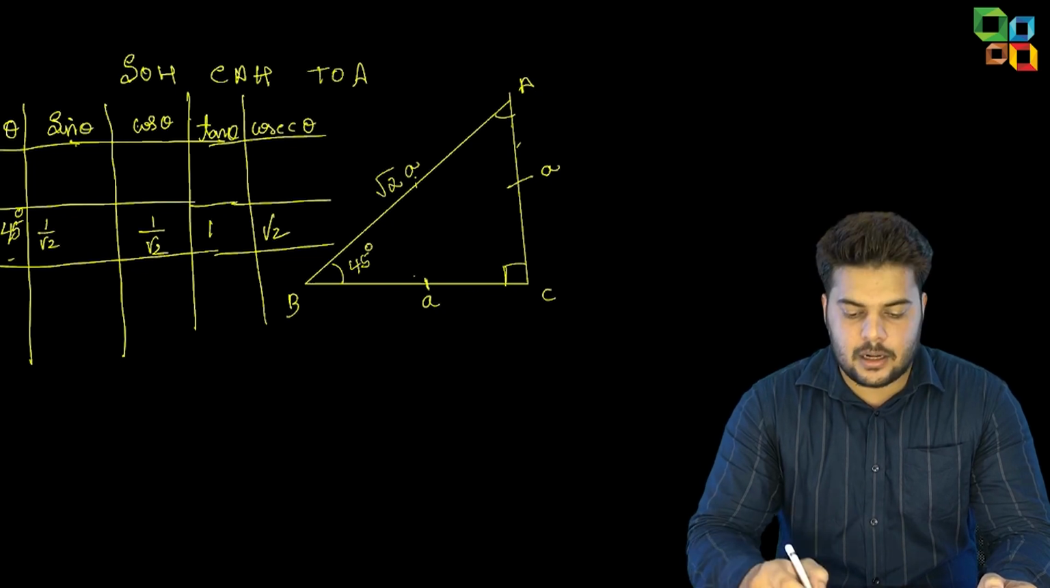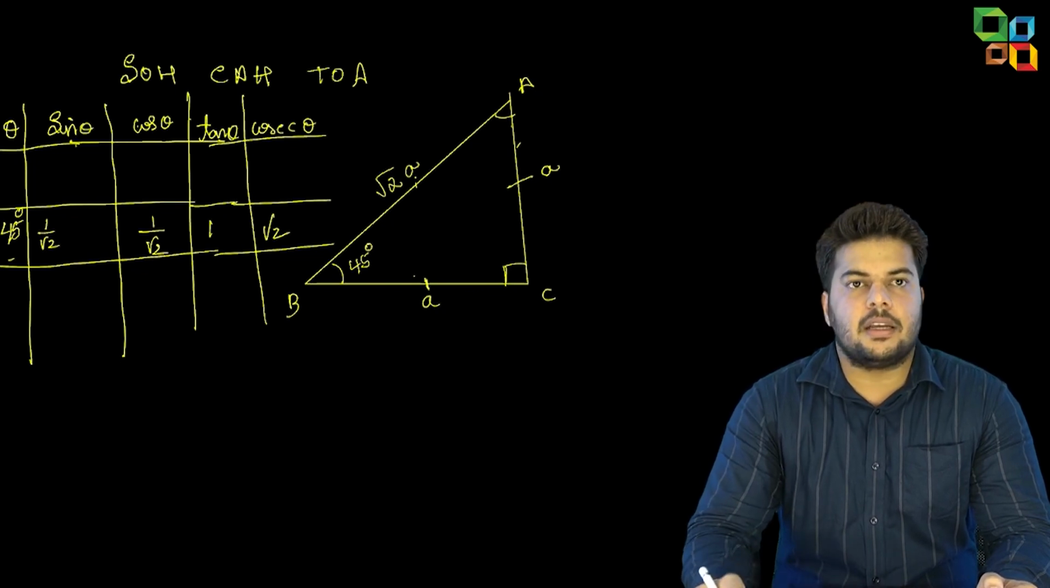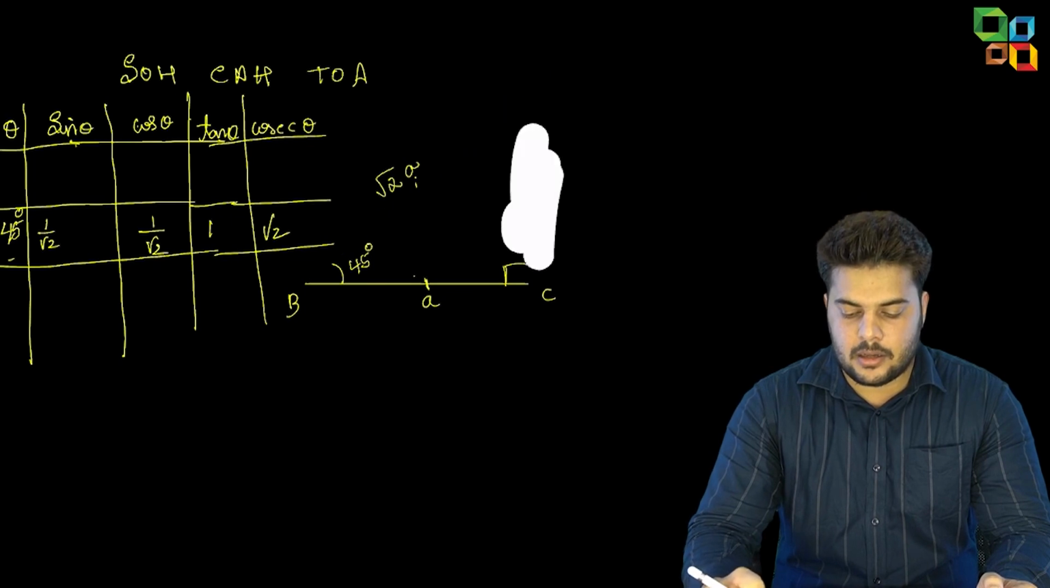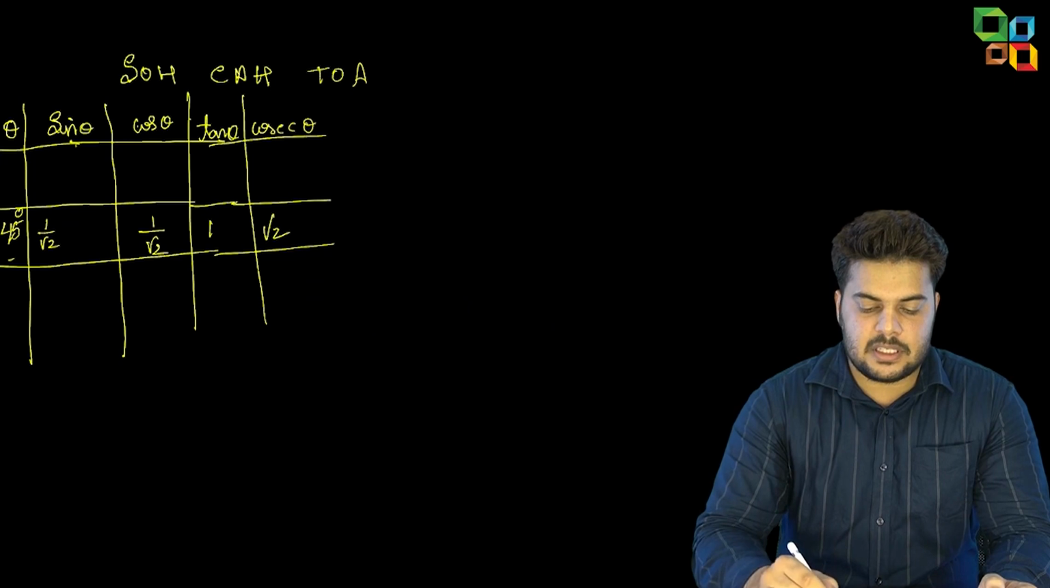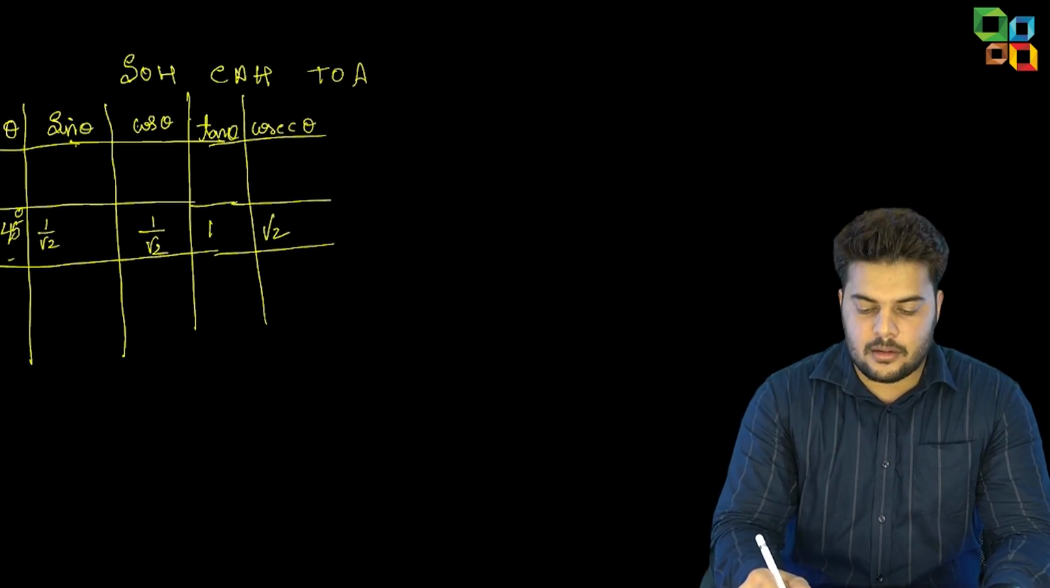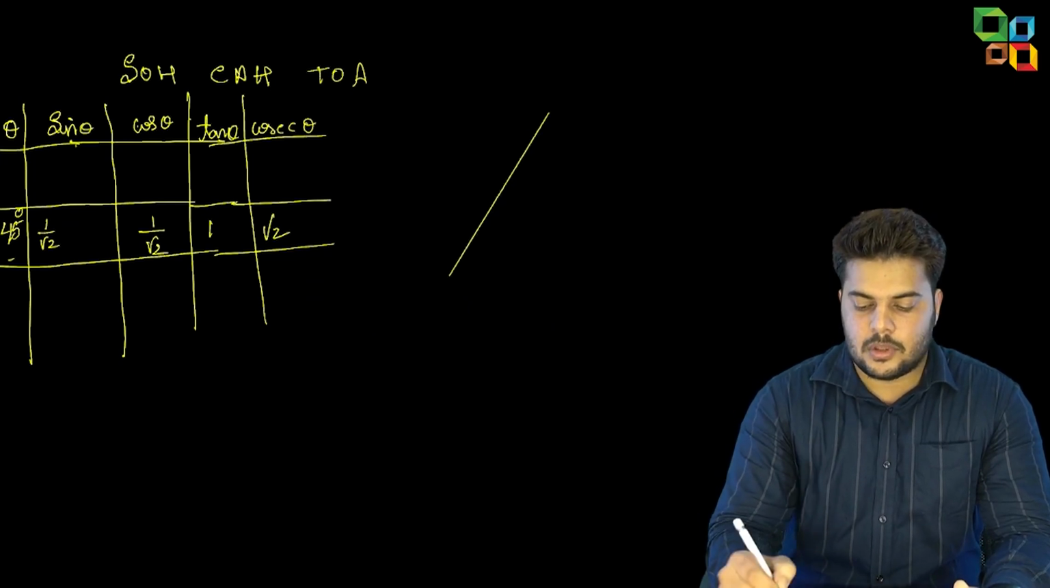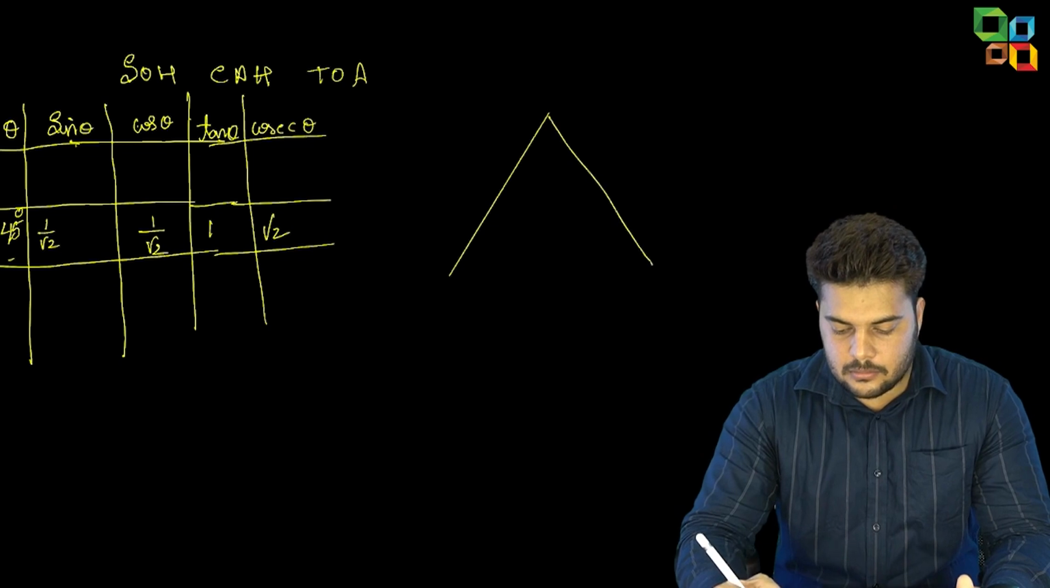Okay, let's change the triangle now. 45 degrees is done. So let me first take an equilateral triangle. We'll see what to do with that. So here's the equilateral triangle.